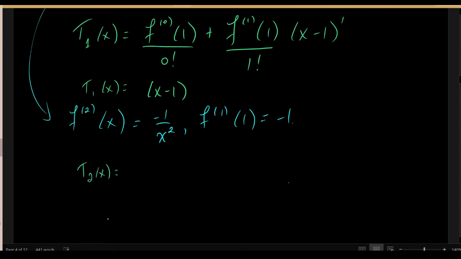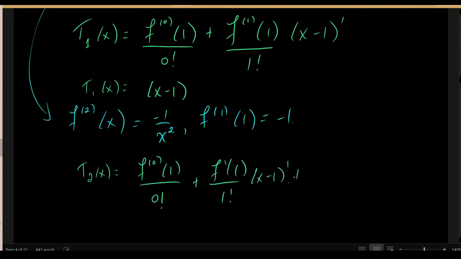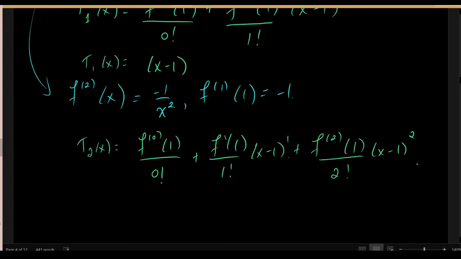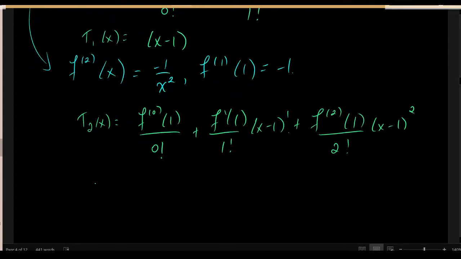Now I have all the ingredients that I need for the second degree Taylor polynomial. It's equal to the first degree Taylor polynomial with 1 extra term tacked on, corresponding to the power 2. And now the second derivative at the center. Let's fill in those blanks. So this is the value of our second degree Taylor polynomial.